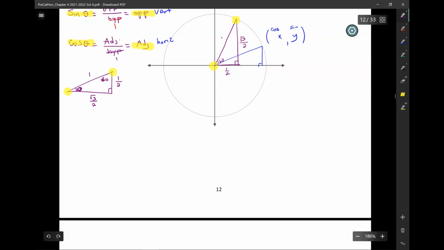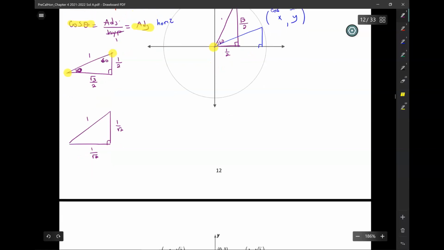Okay, well, what about the 45, 45, 90? The 45, 45, 90 has two legs of equal length. It used to be 1, 1, and root 2. But we went and divided each side by root 2 in order to make the hypotenuse a 1. So now I have 1 over root 2, 1 over root 2.